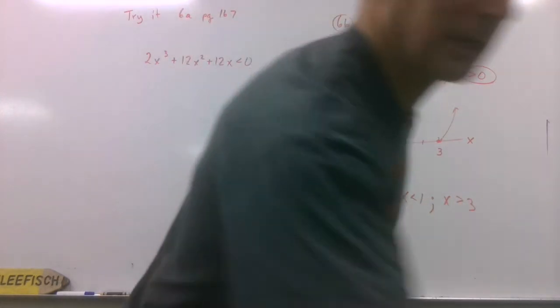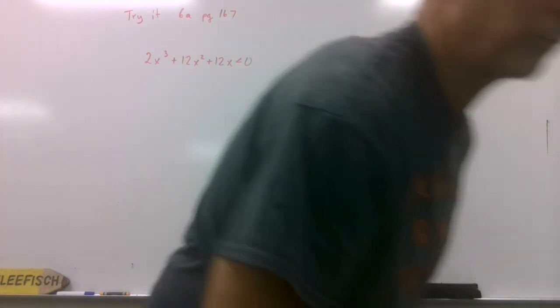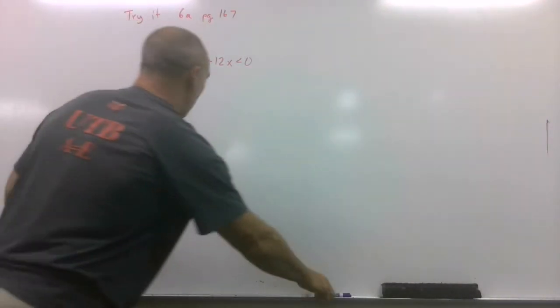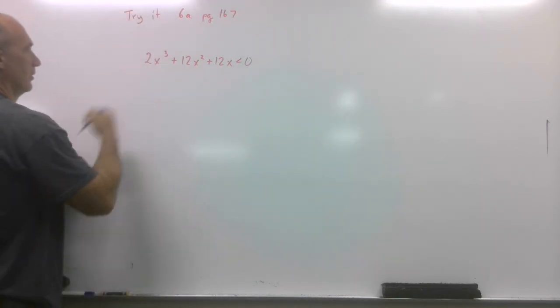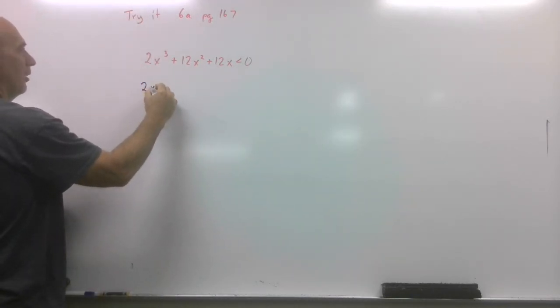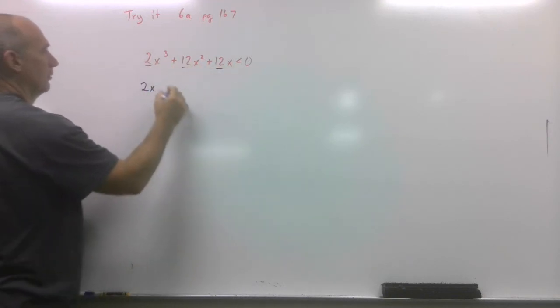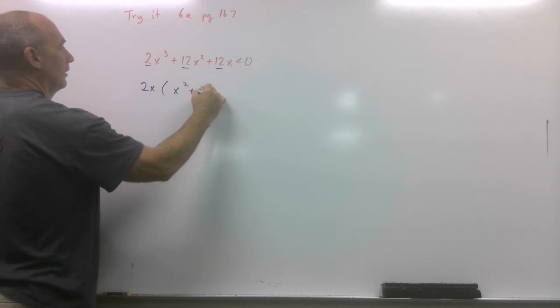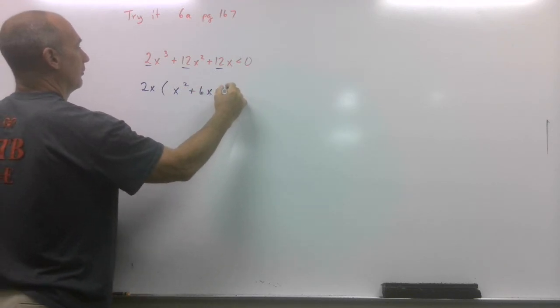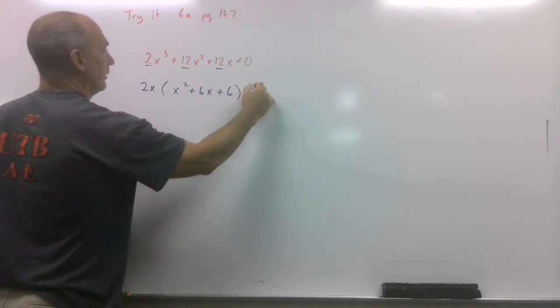Let me pause this a second. All right, I'm going to try to squeeze this in. So we start out by looking at this. We're like, hey, got to factor this. So we take a 2x out. Take as much as you can, guys. And then I'm left with x squared plus 6x plus, what would that be, 6 less than 0.